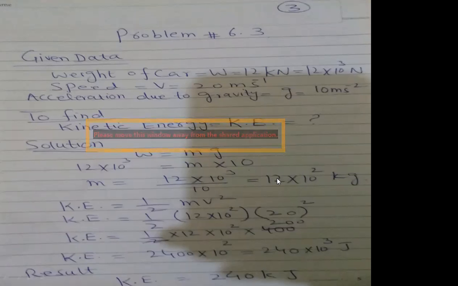So what is left? 12 into 10 power 2 kilogram. So the mass is 12 into 10 power 2 kilogram. I found the mass first with the help of this formula, W is equal to mg. W is given to me, 12 into 10 power 3, and the value of g is 10. If you divide 12 into 10 power 3 by 10, you will get 12 into 10 power 2 kilogram. Your unit of mass is kilogram.